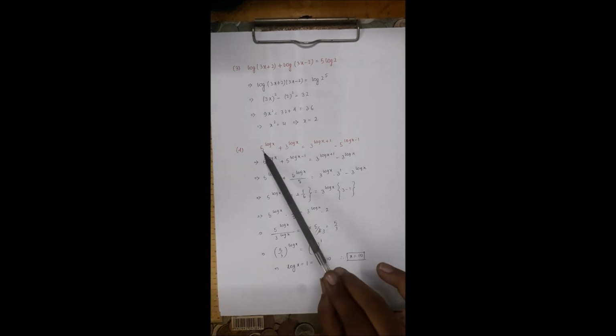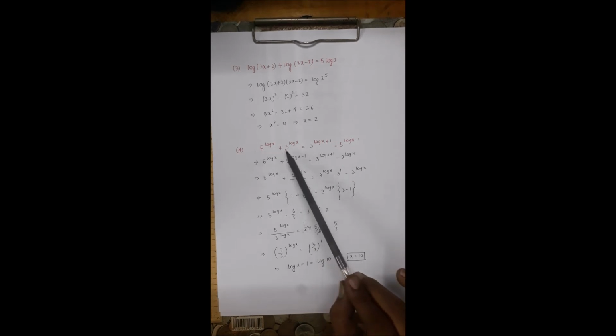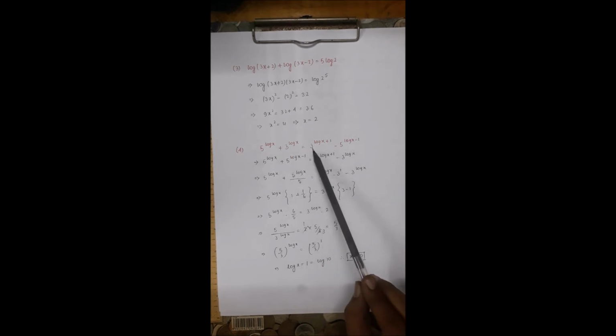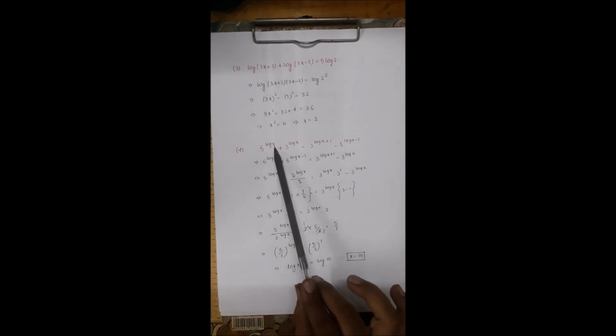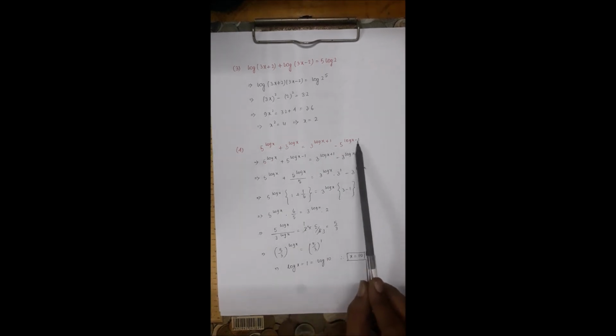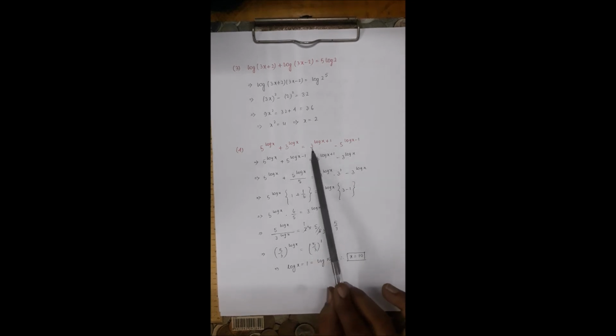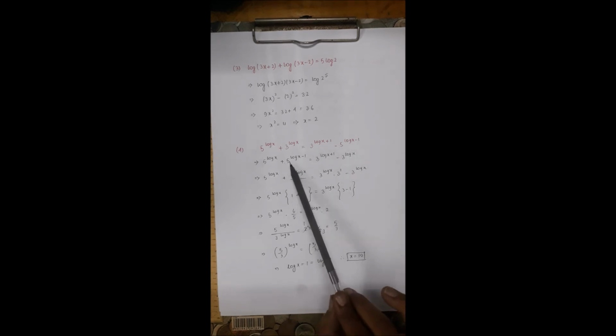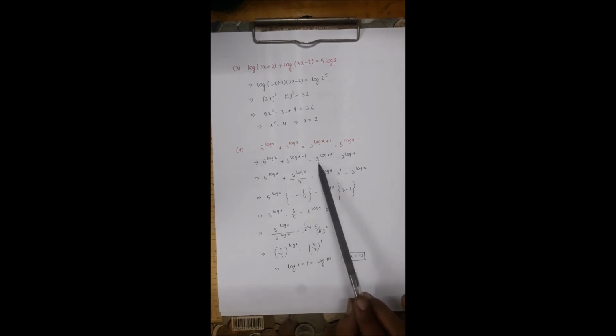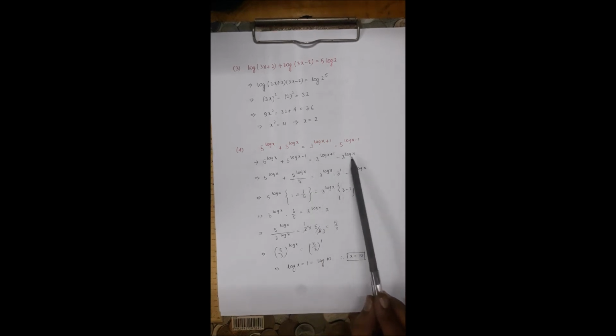Our next problem is 5 to the power log x plus 3 to the power log x equals 3 to the power (log x plus 1) minus 5 to the power (log x minus 1). So in the first step, we are separating the terms by looking at their base. That means we are keeping 5 to the power log x and 5 to the power (log x minus 1) on one side, and 3 to the power (log x plus 1) and 3 to the power log x on another side. So if you bring this term to this side, you will get plus 5 to the power (log x minus 1) equals 3 to the power (log x plus 1) minus 3 to the power log x.